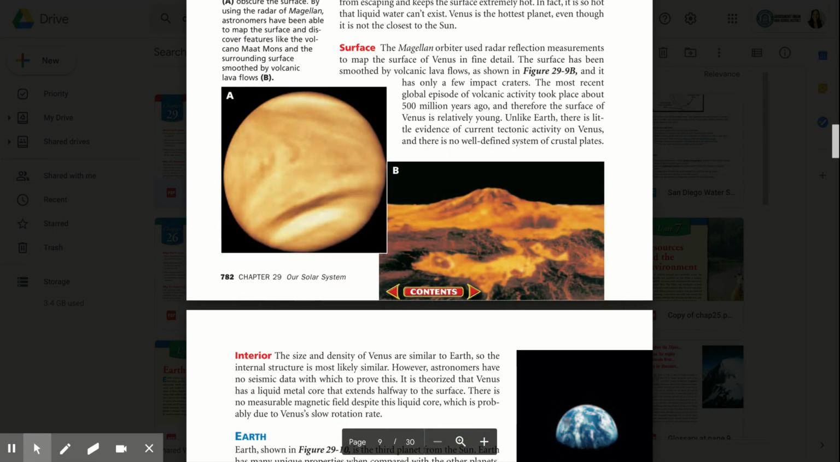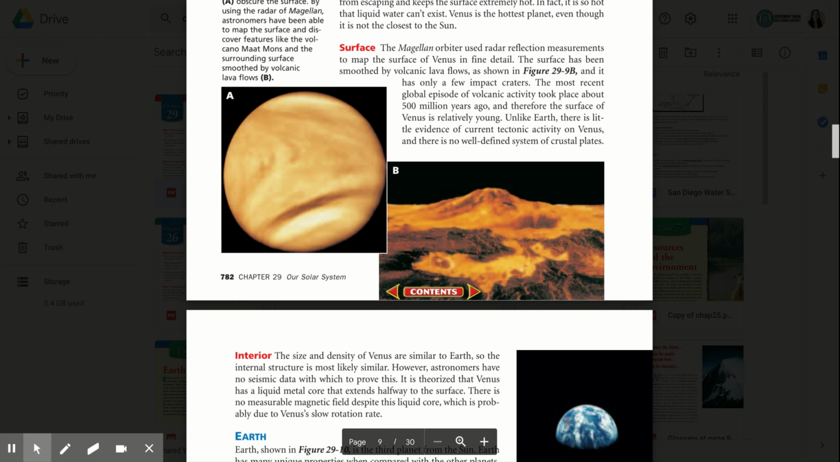The Magellan orbiter used radar reflection measurements to map the surface of Venus in fine detail. The surface has been smoothed by volcanic lava flows, as shown in Figure 29.9b, and it has only a few impact craters. The most recent global episode of volcanic activity took place about 500 million years ago, and therefore the surface of Venus is relatively young.